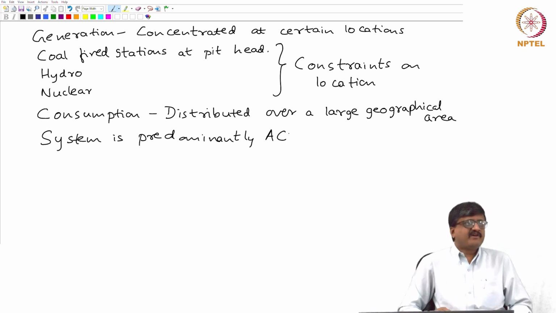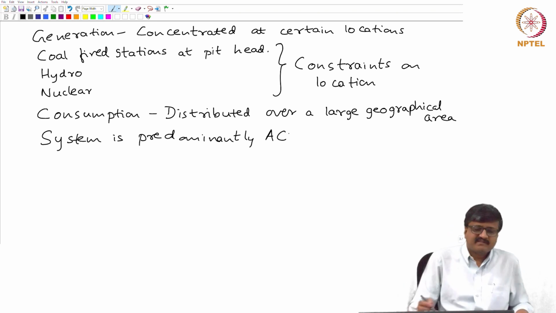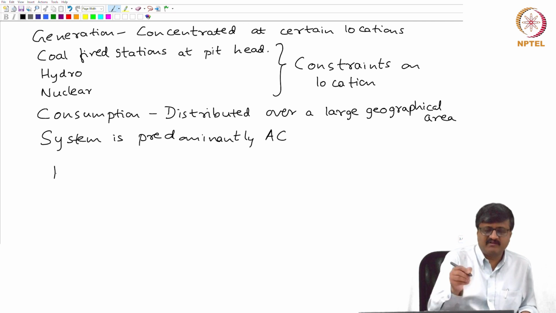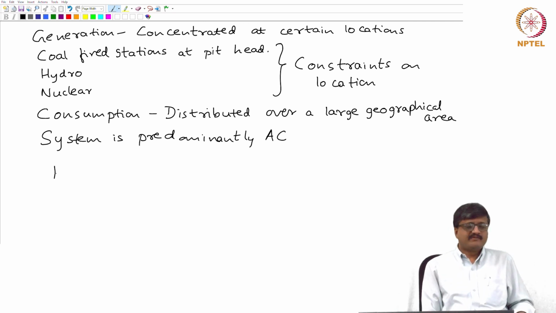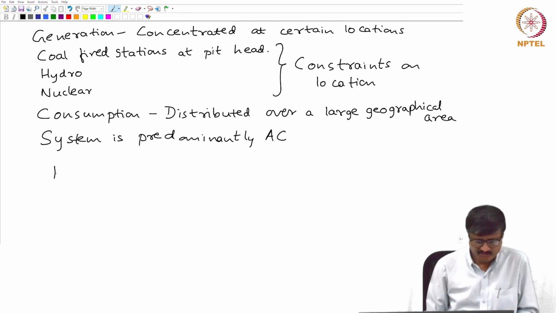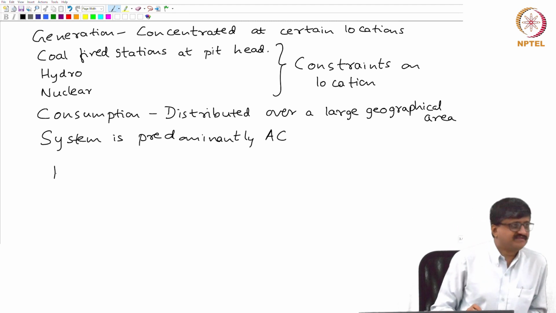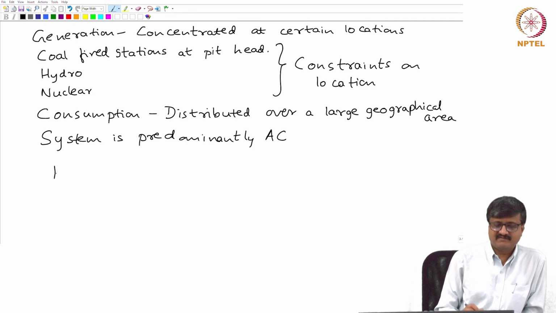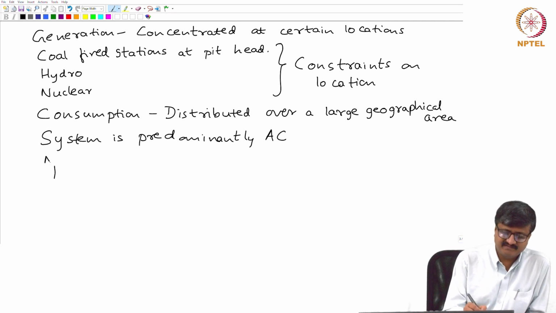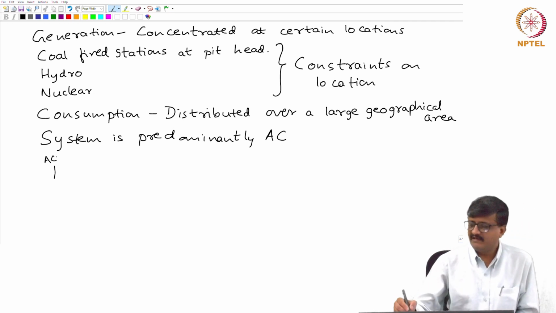If the system is predominantly AC and certain selected transmission lines are DC, then we need some additional equipment. Suppose I have a bus. All of you are familiar with a bus, since I said you should have studied a course on power systems. Suppose I have an AC bus. This is an AC bus. I have another bus here, an AC bus.